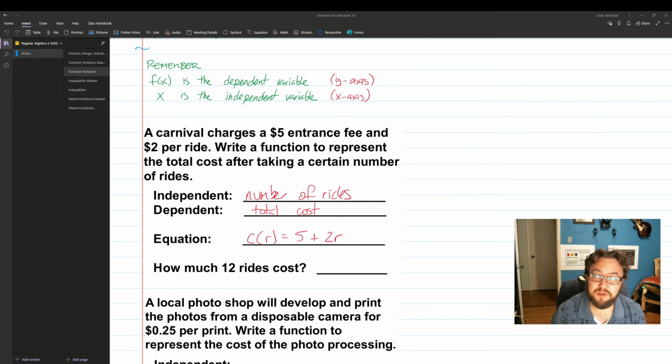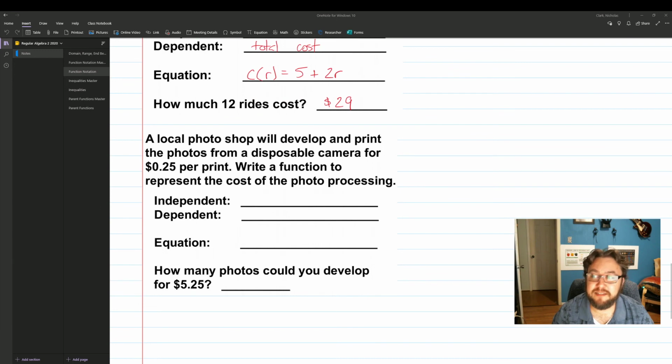And if we want to know how much 12 rides cost, we just plug it in. So 12 times 2, 24, and then plus 5. That means 12 rides is going to cost us $29. And while this does seem silly in this particular case, this is actually something that if you run a business, you do on a regular basis.